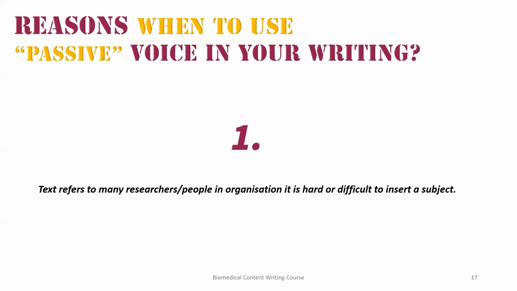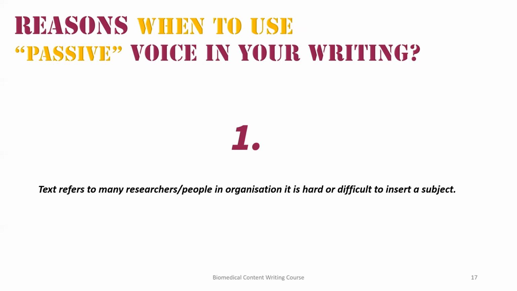Now, this is the reason when to use passive voice in your writing. The first reason to use passive voice is that the text refers to many researchers or people in an organization, and it is hard or difficult to insert a subject. Sometimes when you're doing some research or writing about something, it is not one person or one researcher. There are many people involved.